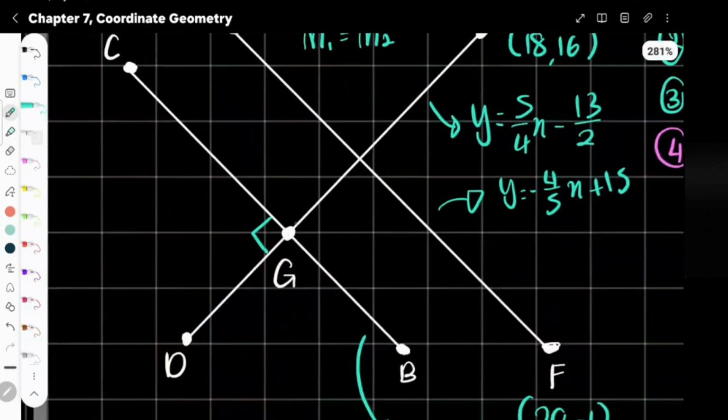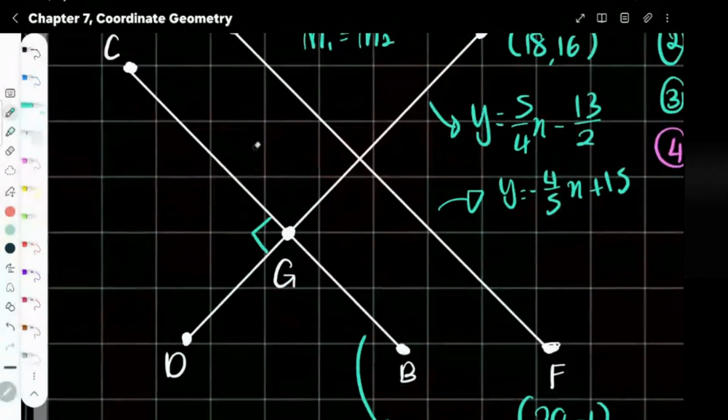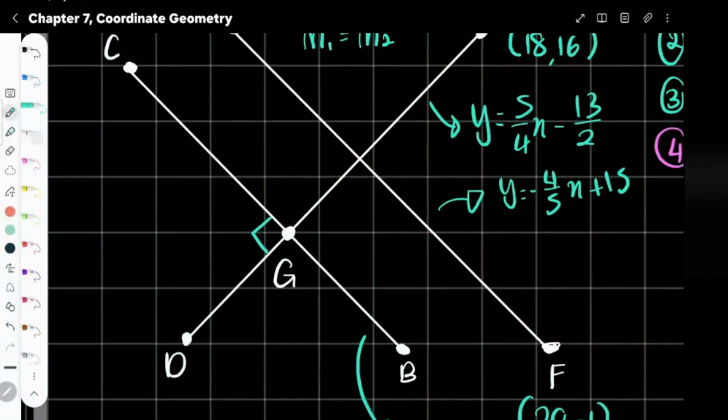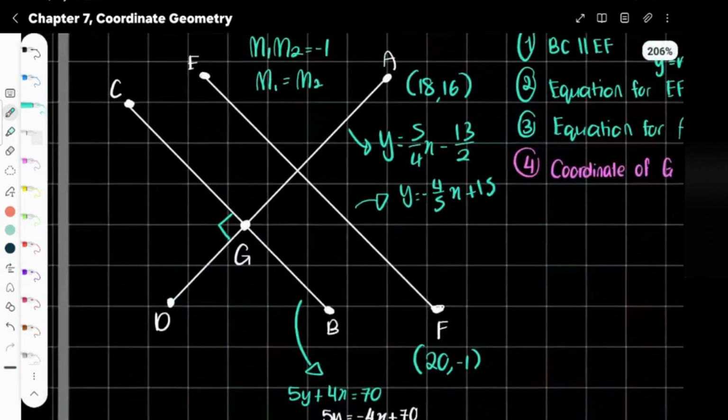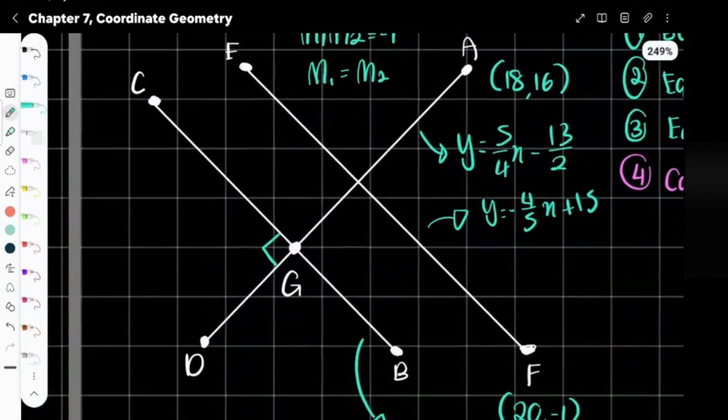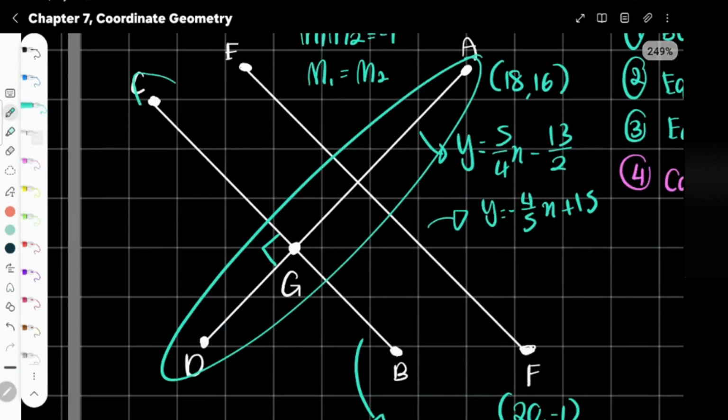Because G is intersecting between two straight lines. Don't worry, even if you don't understand this one, they always ask the same thing. Because it's intersecting two straight lines, you can compare the two equations to get the y and the x value. What do I mean by that? What two straight lines is it touching? This one here, and also this one here.